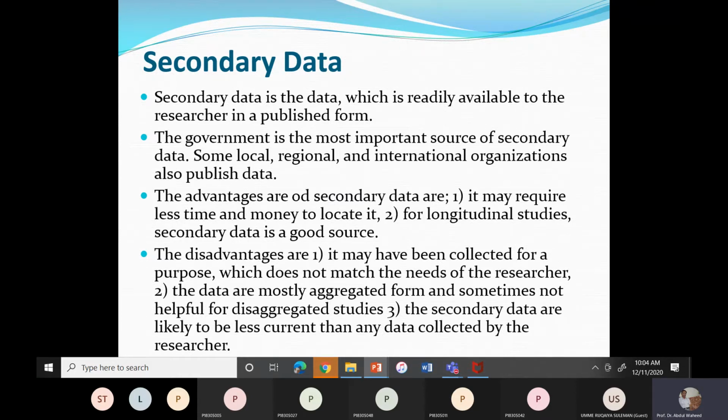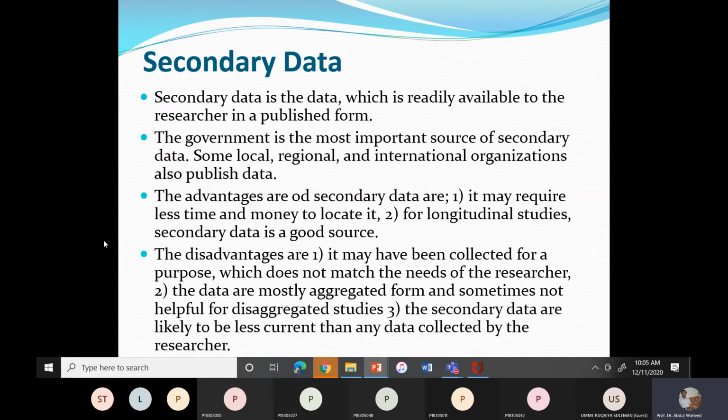And government is considered the most important source of this secondary data. And there are also some local, regional and international organizations that publish such data.